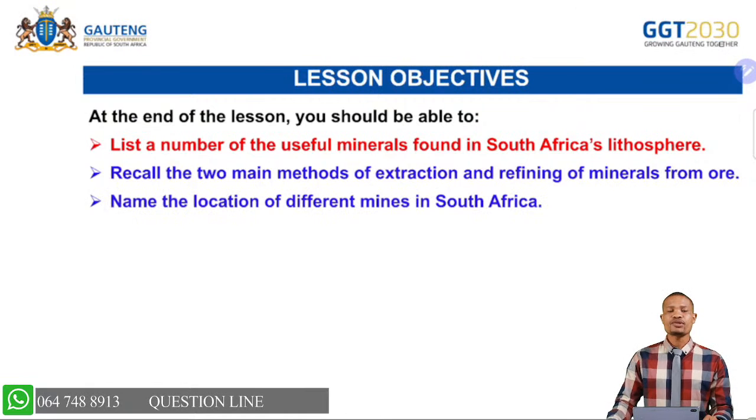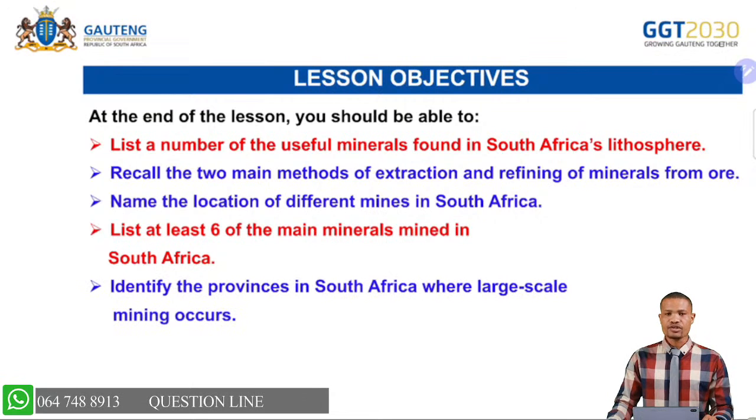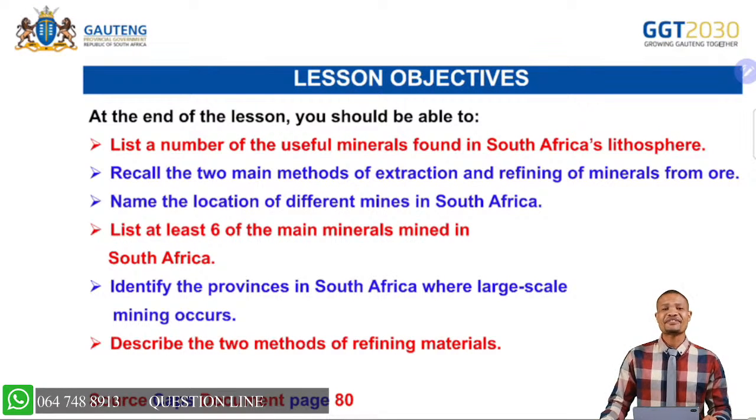You should be able to name the location of different mines in South Africa. You should be able to list at least 6 of the main minerals mined in South Africa. And you should be able to identify the provinces in South Africa where large-scale mining occurs. And lastly, you should be able to describe the two methods of refining minerals. For more information on this, you can refer to the Grade 9 CAPS document on page 80.